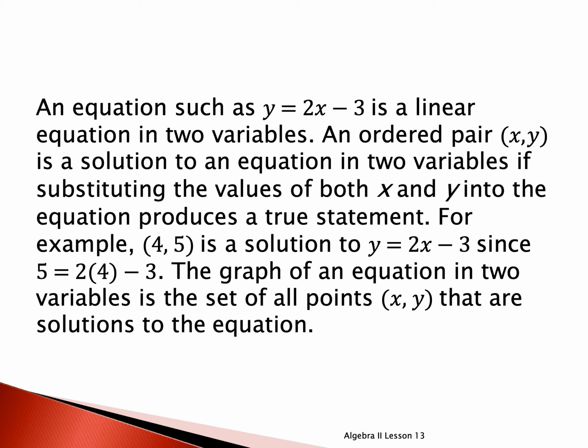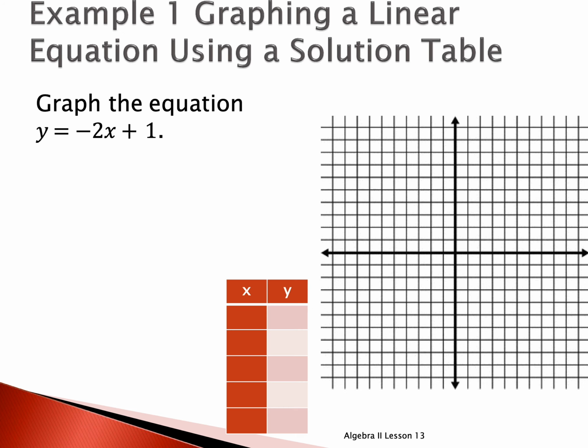So option number one, you might remember from geometry, is that all we need to create a line are 2 points. So one option is to make a table of values. We've got an equation y equals negative 2x plus 1. I'm just going to select a couple of x values to substitute in, and we'll put those values in for x to come up with some y values.